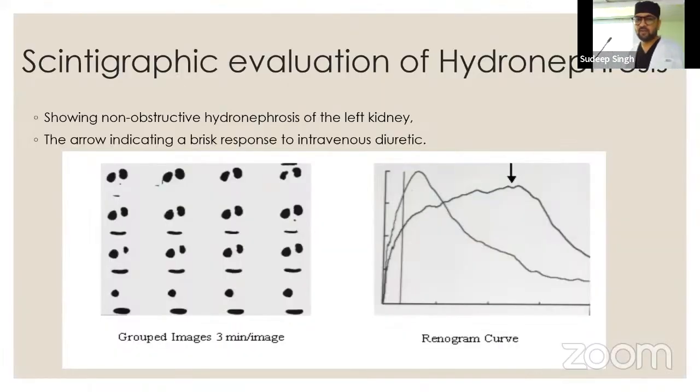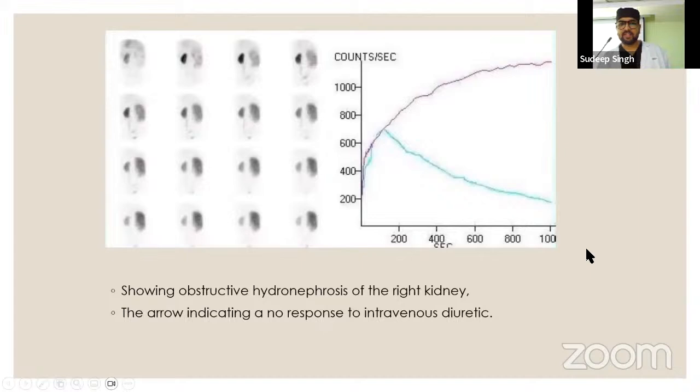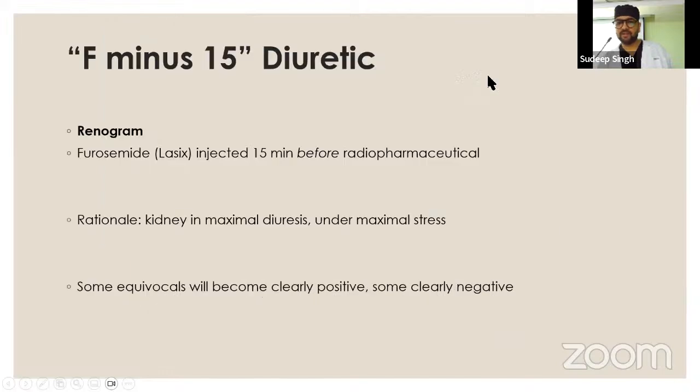Scintigraphic evaluation of the hydronephrosis. The image is showing non-obstructive hydronephrosis of the left kidney. The arrow indicates a brisk response to the intravenous diuretic. Then this is showing obstructive hydronephrosis of the right kidney. The arrow indicates no response to the intravenous diuretic.